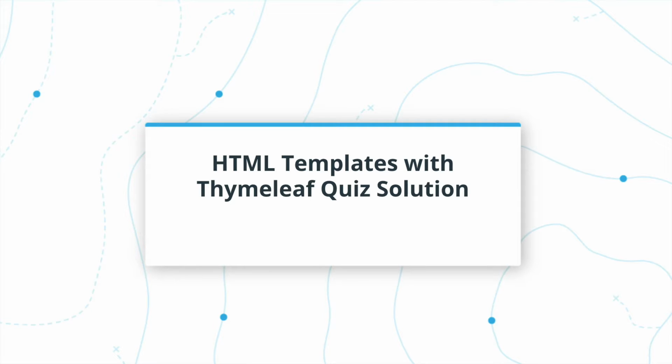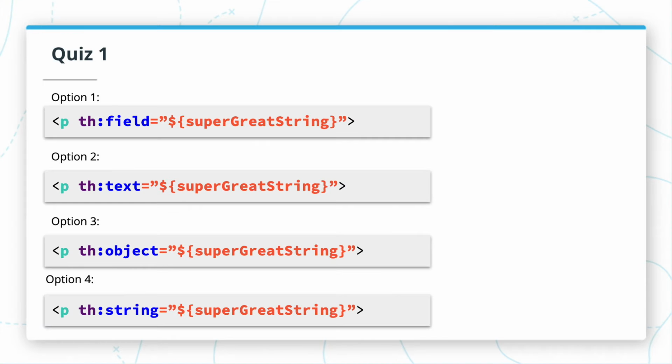These quizzes address a few common misconceptions about how templating tools process expressions. In the first quiz, we looked at a couple different Thymeleaf attributes. The correct answer, the thText attribute, replaces the text of its element with the value of the variable you provide, while the thField and thObject attributes work differently.